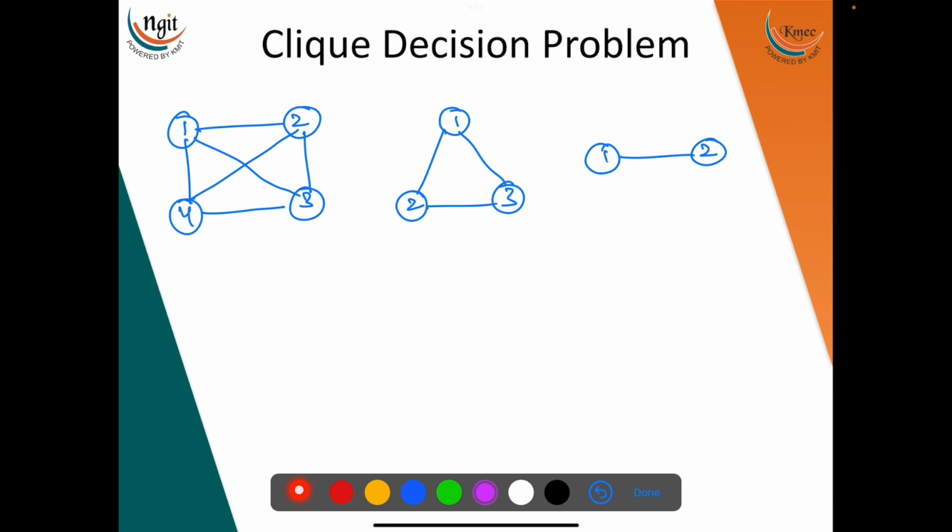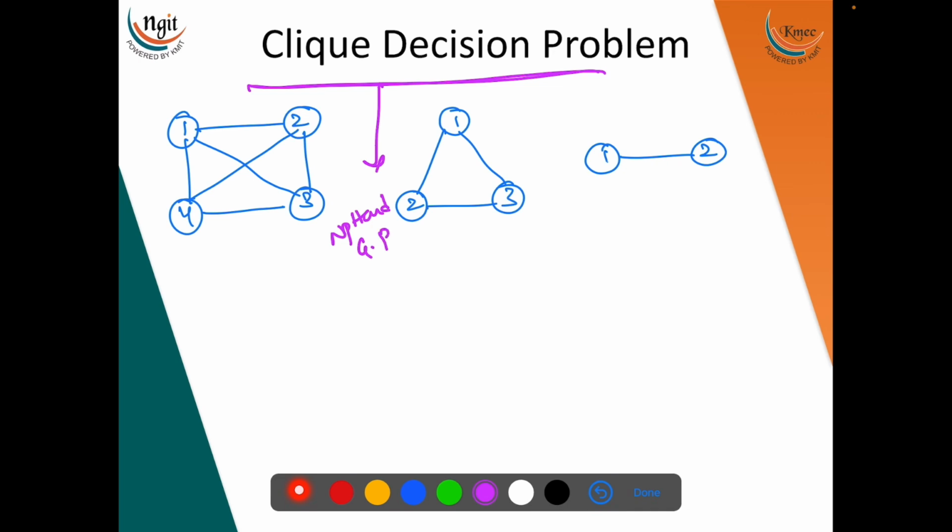Now we'll solve one problem. The problem is the clique decision problem. The most important one as far as the external examinations are considered: clique decision problem. To understand this problem, this problem is an NP hard graph problem.